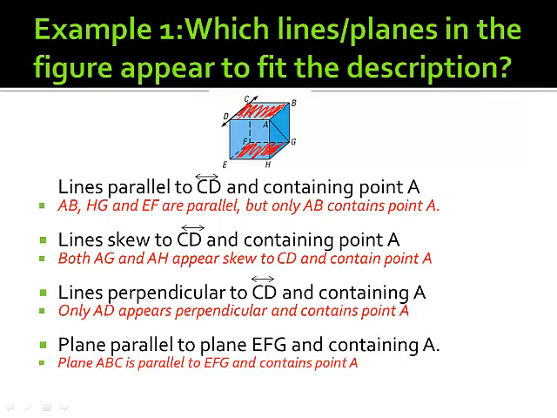And remember, planes are indicated either with a capital letter, but in this case we don't have a capital letter in the lower left hand corner. Those are all indicating points. So you name it with 3 points. So ABC is going to be parallel to EFG and contains point A.